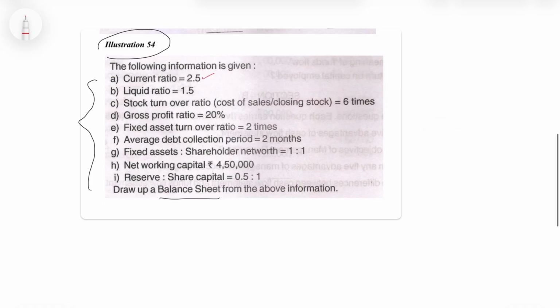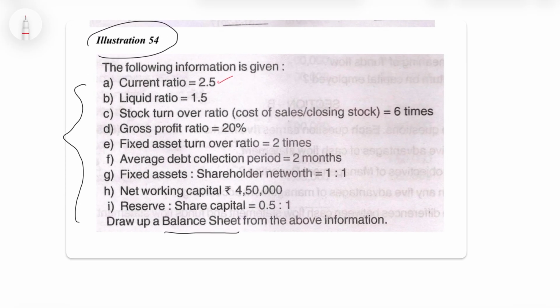Current ratio 2.5. Liquid ratio, which means quick ratio, is 1.5. This is stock turnover ratio. The formula is cost of goods sold divided by closing stock, 6 times.